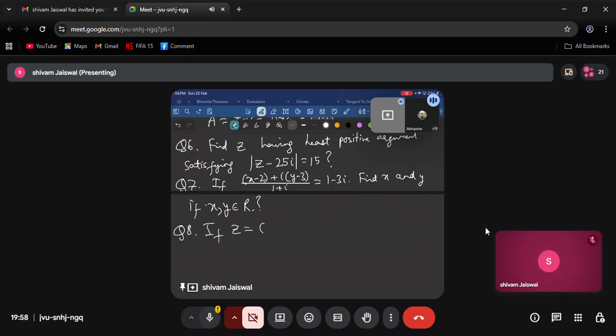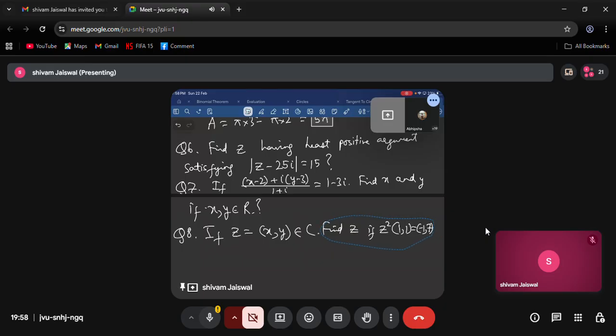Question number 8. If z equal to x, y belongs to complex numbers, find z if z square is equal to minus 1, 7. Solve. Question number 9. z square plus 2 into 1 plus 2 iota into z minus 11 plus 2 iota equal to 0. Find z.